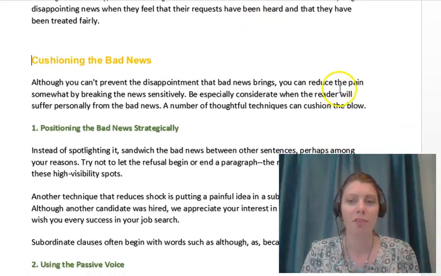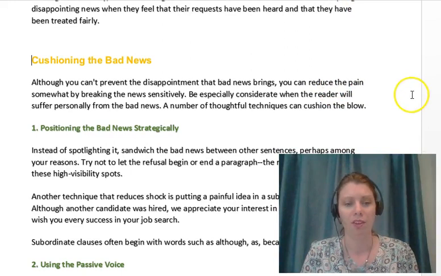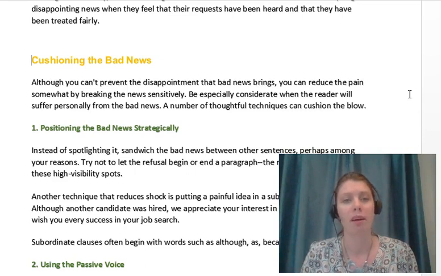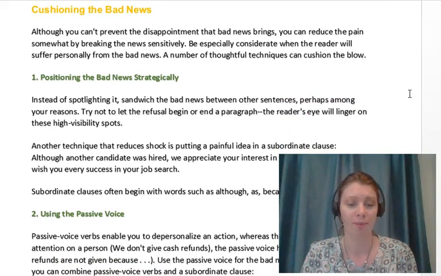So the next step is to cushion your bad news. Although you can't prevent the disappointment that bad news will bring, you can reduce the pain somewhat by breaking the news sensitively. Be especially considerate when the reader will suffer personally from this bad news. A number of thoughtful techniques can cushion this blow.